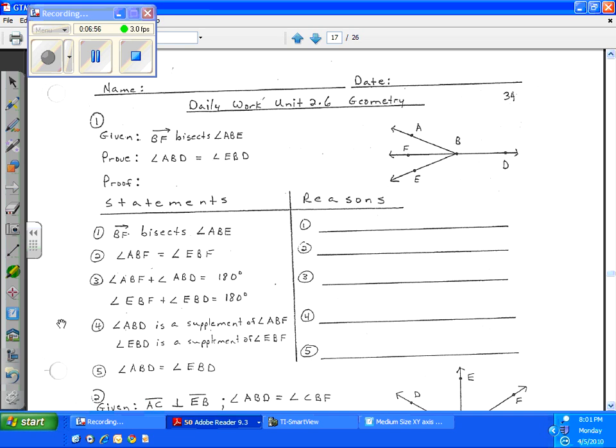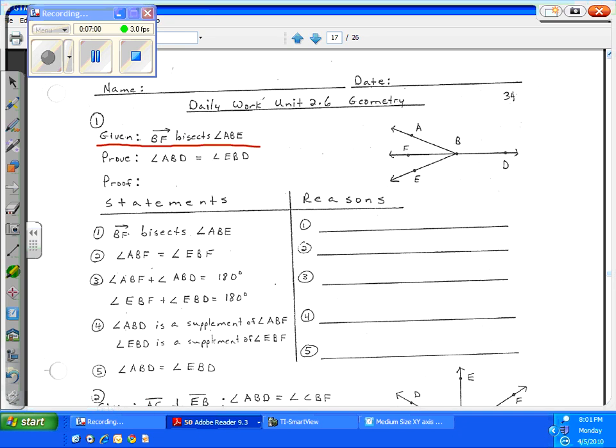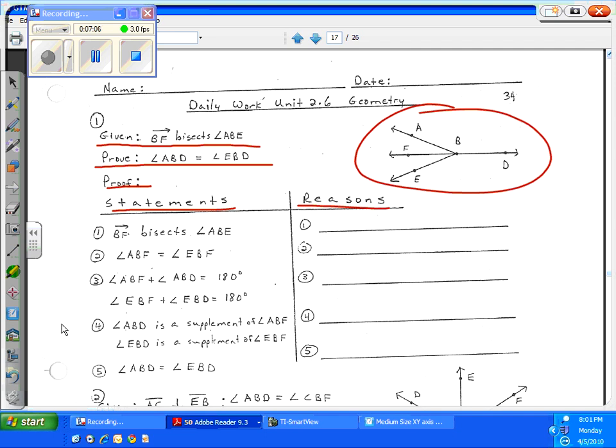Now, it's all been kind of set up. Here's how we would start our proof. We would write the given, prove, proof. Put the statements on the left, reasons on the right, draw a diagram. That part's already done. So write the given, prove, put the statements on the left, reasons on the right, draw the diagram. That's just getting things set up.